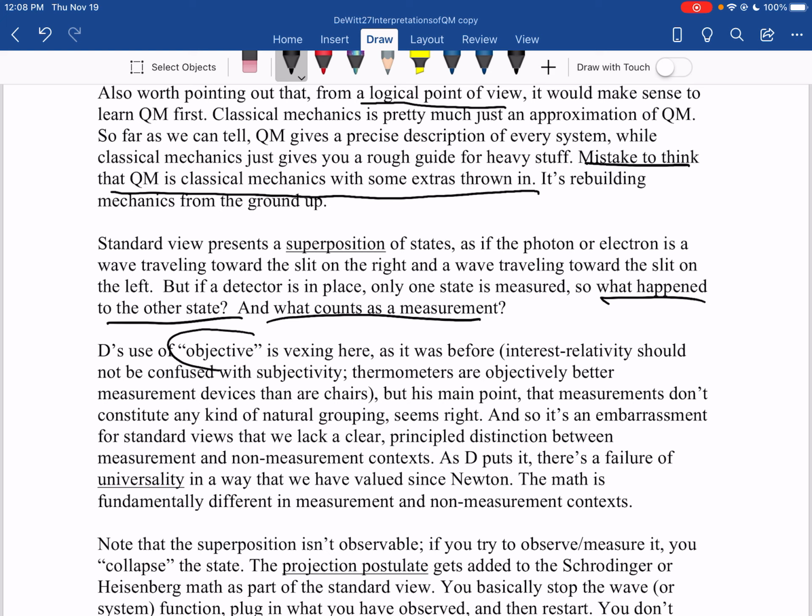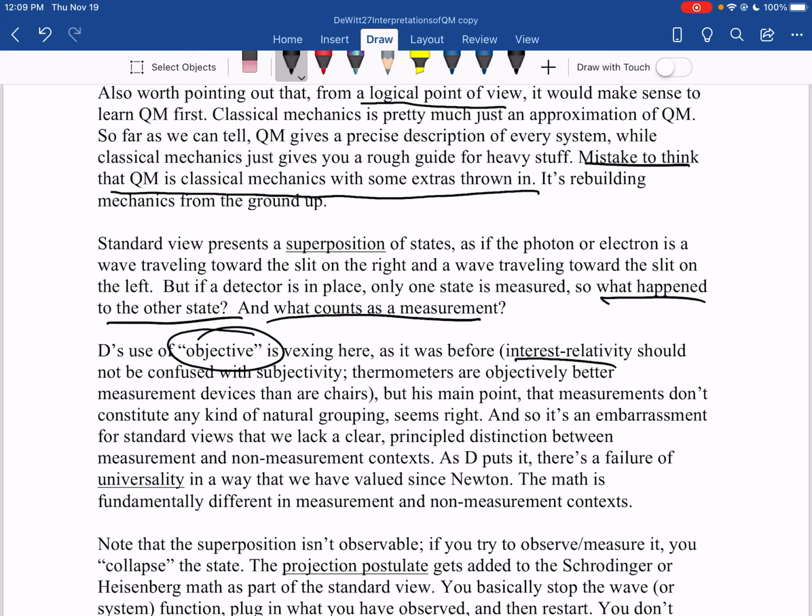DeWitt uses the terms objective and subjective excessively loosely, in my view. What he really seems to have in mind is something like interest relativity. He compares a thermometer sitting in your backyard to a chair sitting in your backyard. From a certain standpoint that he calls objective, both of them respond to changes in temperature. But it's not a subjective matter that thermometers are better at measuring changes in temperature than chairs are.